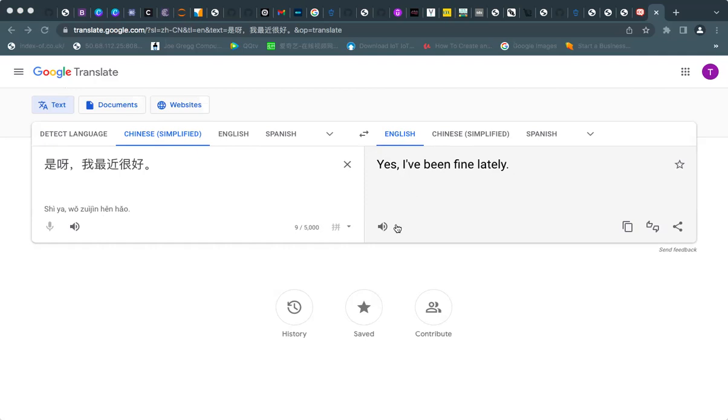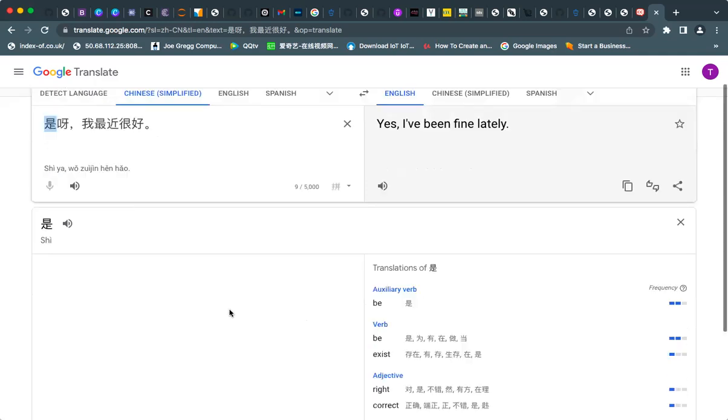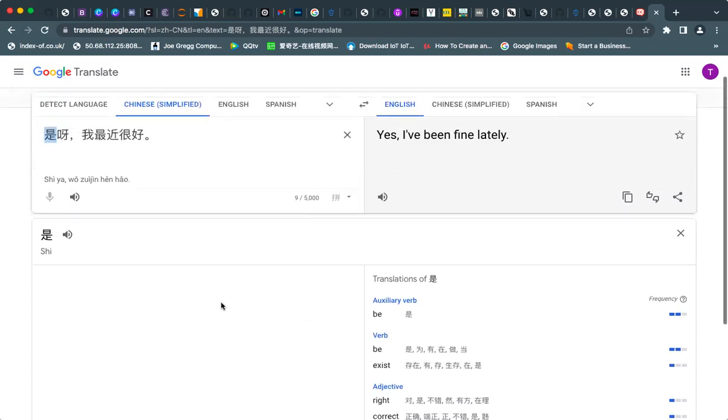Good. Okay, so let's come back to our good friend, Google Translate, right? So let's break this one out. What does shi mean? Shi is a particle for is something, and it's also sometimes yes. Now, when you say it like that, you make my job easy. Now, I don't have to explain what shi means anymore. Those are the two.